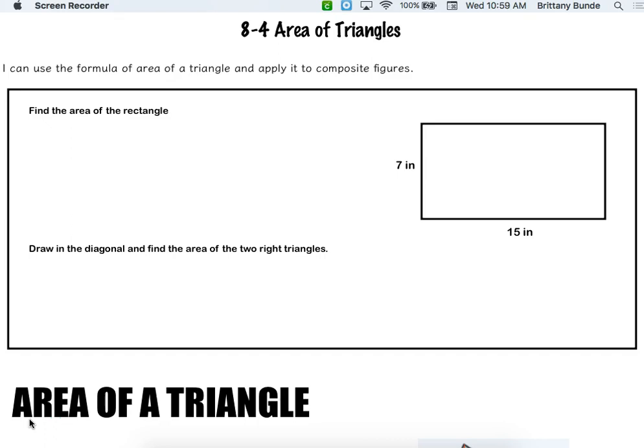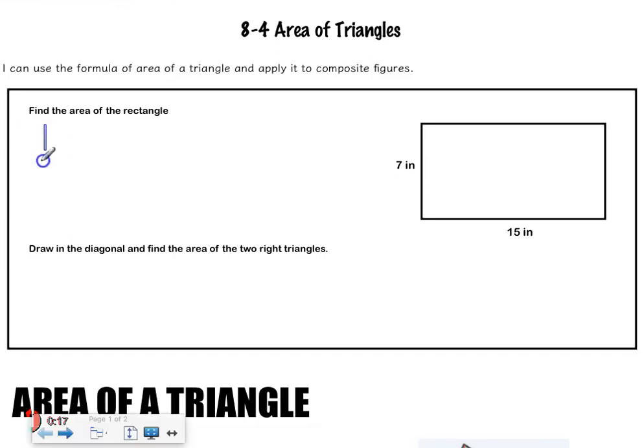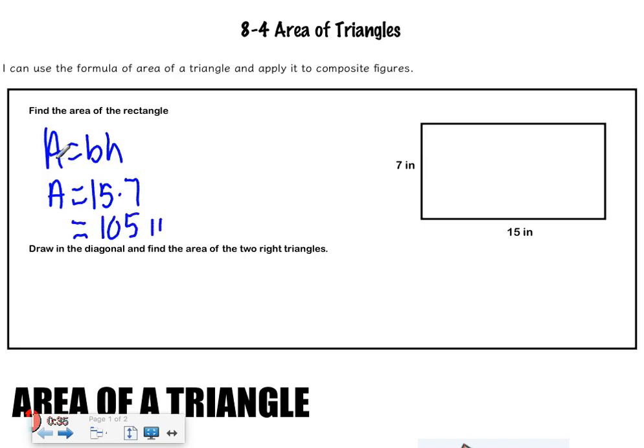So we're going to start off with a bit of a review problem. It says find the area of the rectangle. Well, you know that area of a rectangle is base times height. So now we're going to plug in what our base and height are. I have a base of 15 and a height of 7. And when we multiply that out, we get 105 inches.